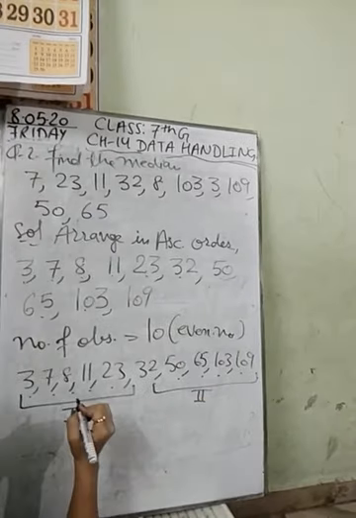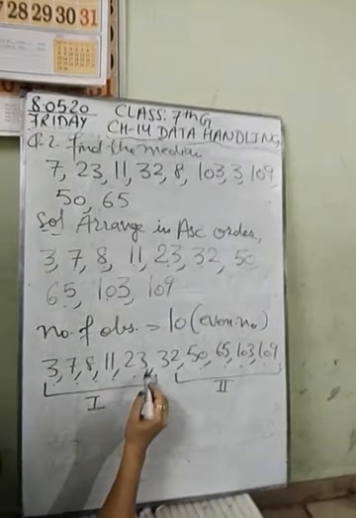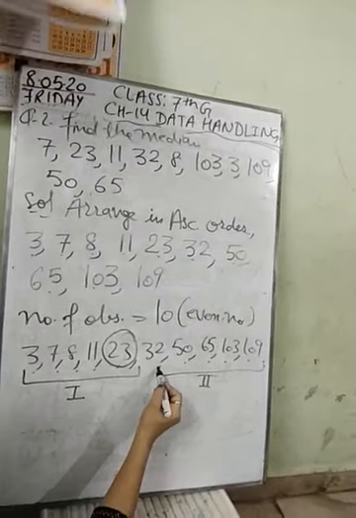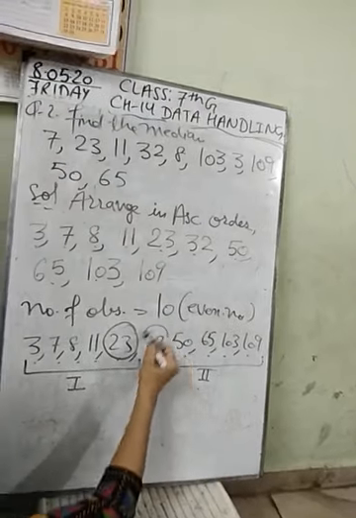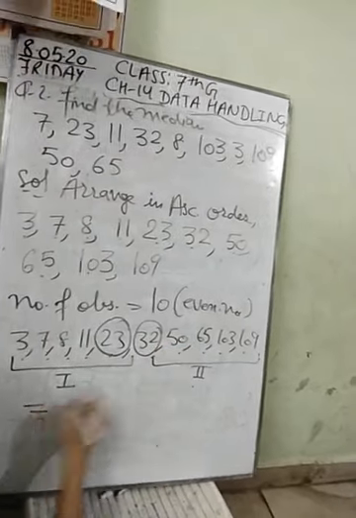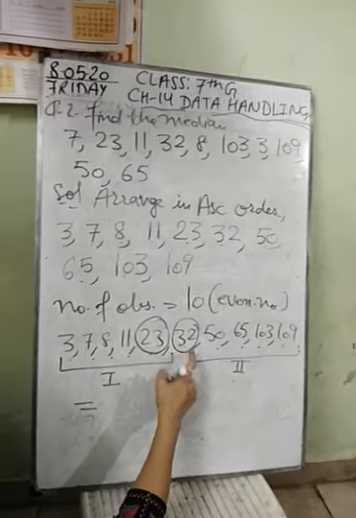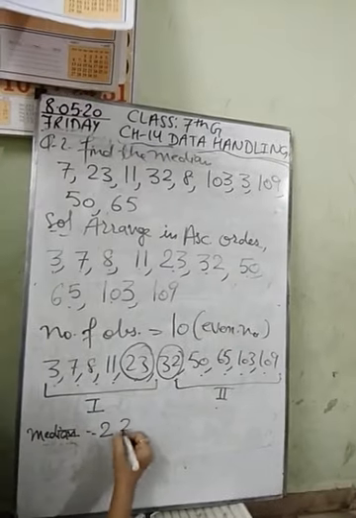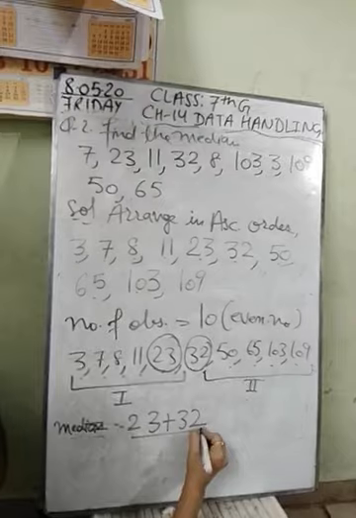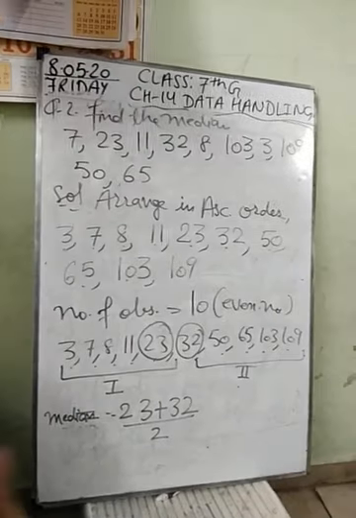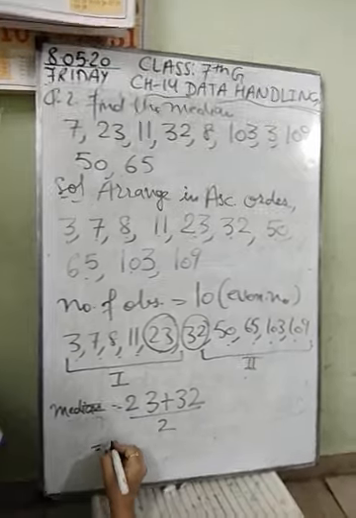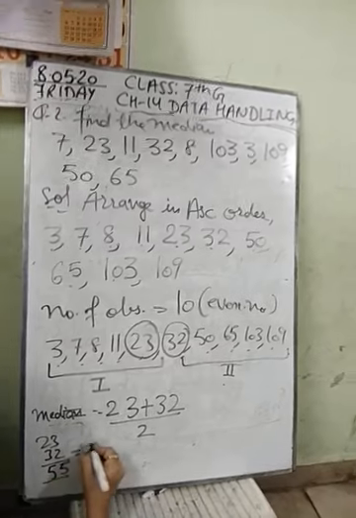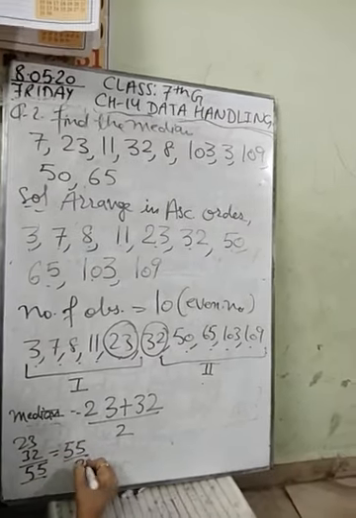As I had discussed with you, you should take the last observation of the first group, that is 23, and the first observation of the second group, that is 32. Okay, and you should add them and divide by 2. So median will be 23 plus 32 divided by 2. 23 plus 32 is 55, so this is 55 divided by 2.